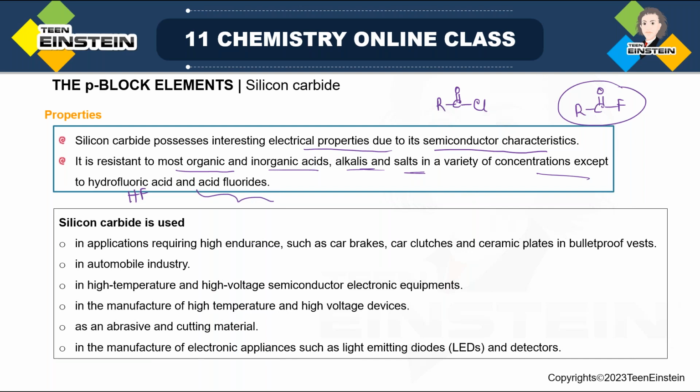Application. It is having application where high endurance is required. Examples are car brakes, car clutches, ceramic plates in bulletproof vests, and also in the automobile industry, because in car brakes and car clutches it is required. Then high temperature, high voltage semiconductor electronic equipment. Manufacture of high temperature, high voltage devices, as an abrasive and cutting material, because the compound is having some hard, rigid nature. So that is why it can be used as cutting material. In the manufacture of electronic appliances such as LED and detectors.